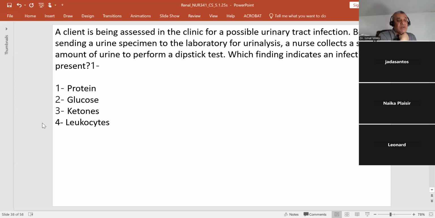I went over this, right? Leukocytes. Yes, good. Leukocyte means white blood cells, or sometimes leukocyte esterase. It's more specific than leukocyte. Leukocyte esterase is the fragment of the white blood cells when it dislodges from white blood cells. So either leukocytes or leukocyte esterase, either or both elevated, indicates UTI.